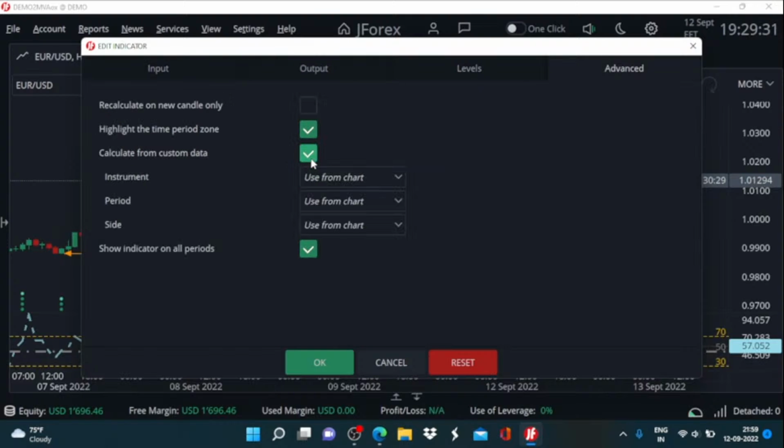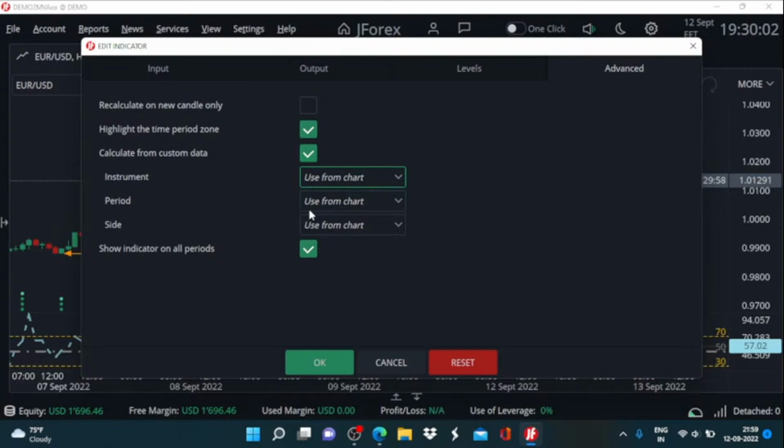Calculate from custom data. You can customize this calculation of the indicator further. You can go for the instrument from the chart. So whenever you change the instrument from Euro USD to, say for example, USD JPY, the plotting of the CDMI with the same parameters will now be done for the USD JPY. So it won't matter if you go for various other instruments, the plotting will be done for those respective instruments.